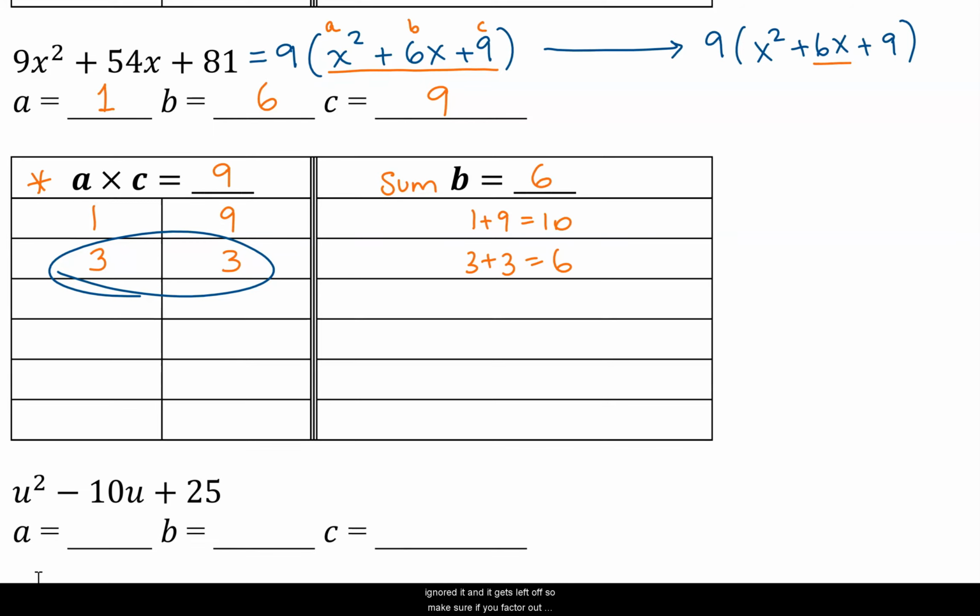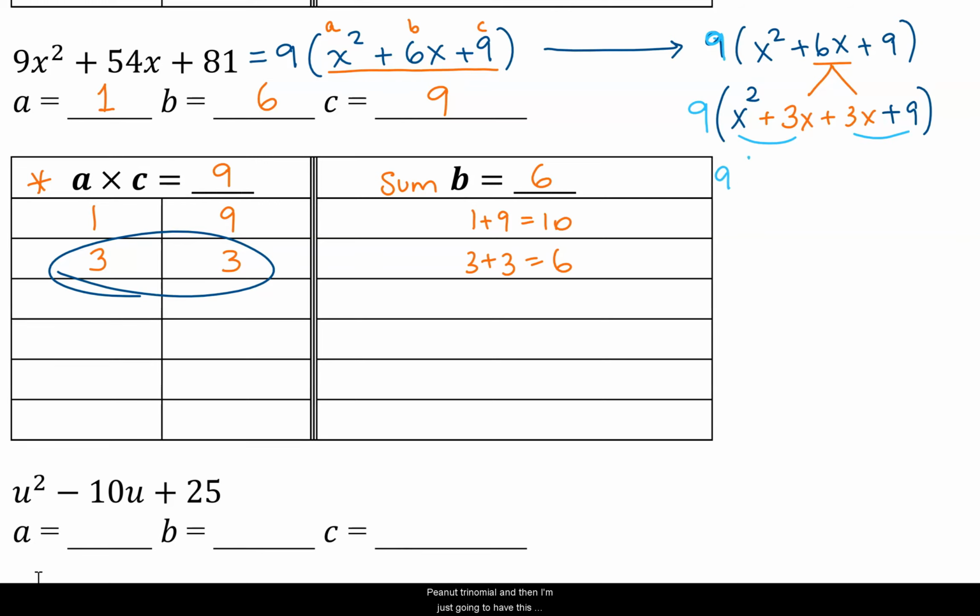So now we take that 6x and break it apart into 3x and 3x. We'll keep the x squared and the 9 in that trinomial. And then I'm just going to have this outside 9 hang around while I factor inside the parentheses. Then we factor by grouping.